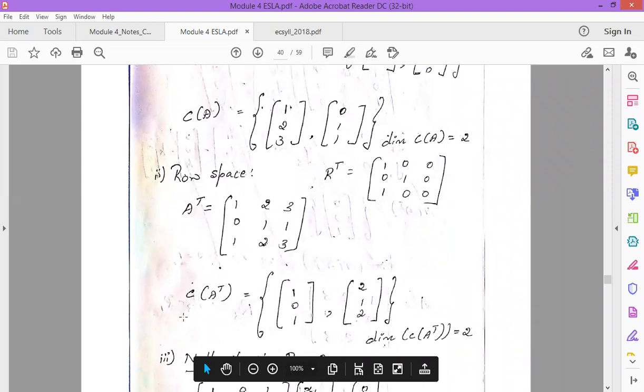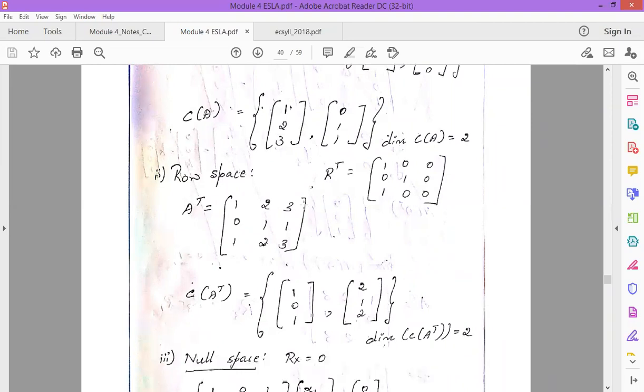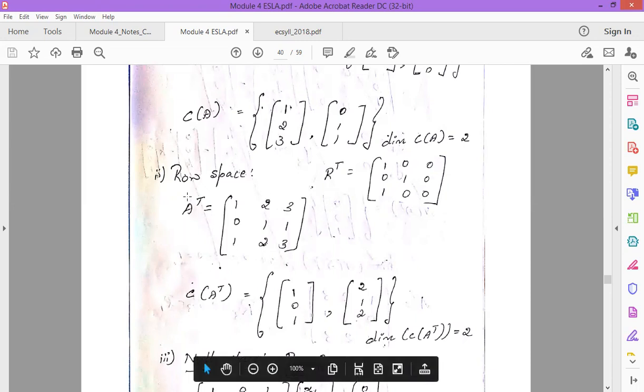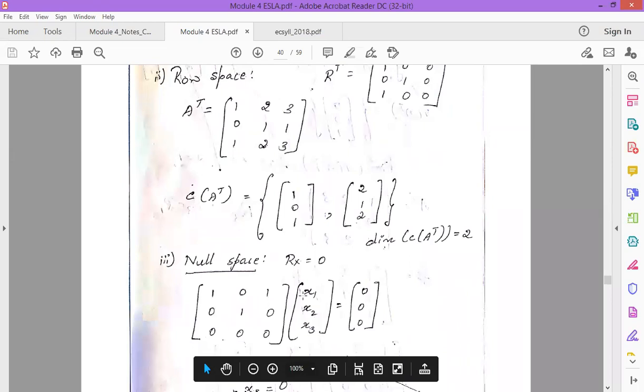So the column space of A transpose is nothing but, here you need to compare this. So here you can see that the 0 is present in the third column. So excluding this, you need to write the column space of A transpose, which is nothing but the row space for the matrix A. So here we have 1 0 1 and 2 1 2. So the non-zero columns in the corresponding A transpose give you the row space, that is 1 0 1 and 2 1 2. So here the dimension of this is also 2. And the next one is null space.